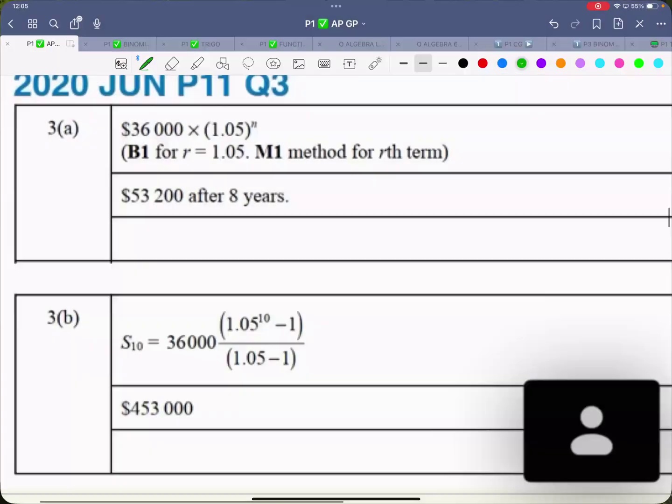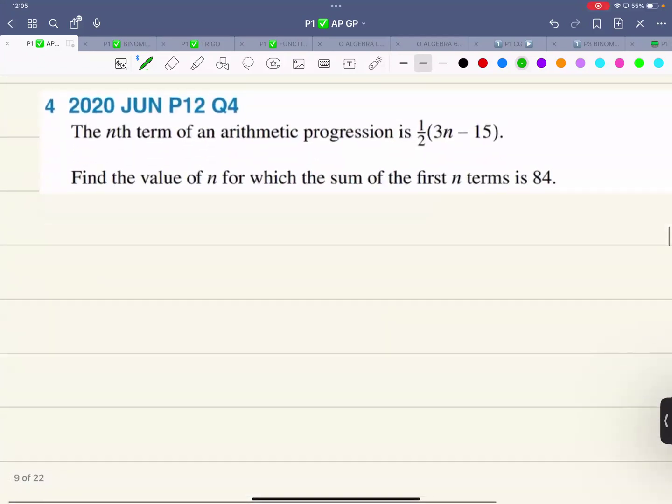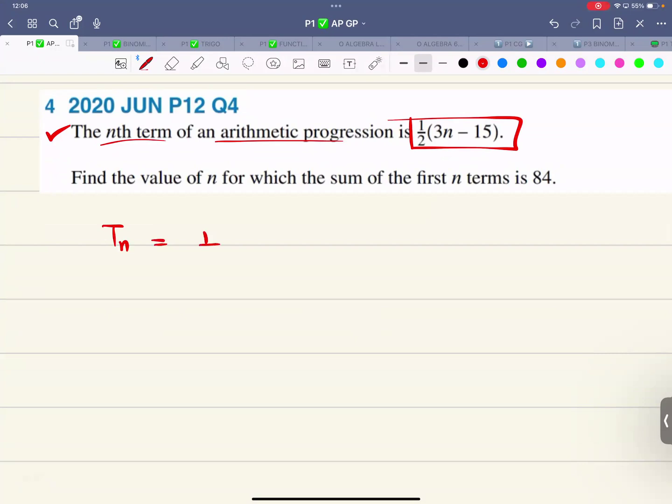So now let's look at the other question. That is this one. I'll solve it for you first. The question says the nth term of an arithmetic progression is this thing. So for this particular question, they have defined Tn themselves. That is half of 3n minus 15. If we want, we can even take more common out. That is 3 over 2, n minus 5. Now it says find the value of n for which the sum of the first n terms is 84.